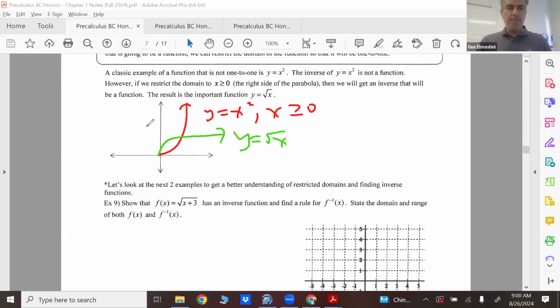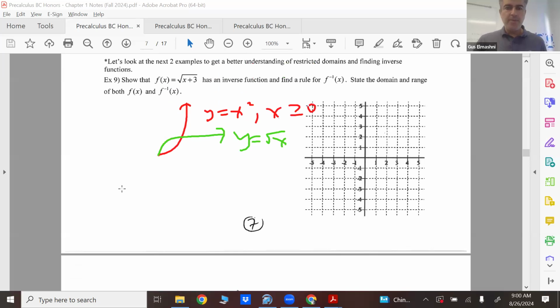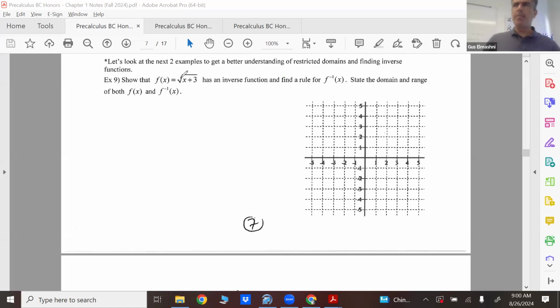All right, let's keep moving. All right, so let's look at this graph here, which should be really easy. I know you guys know how to do this. What's the transformation here, by the way, for root x plus 3 compared to root x? Go 3 left, exactly right.